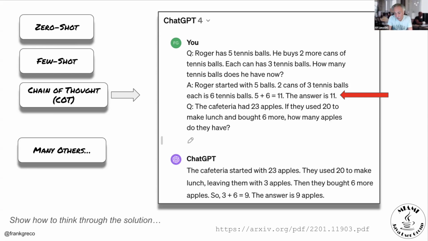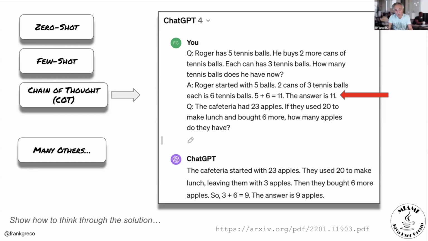And interestingly enough, chain of thought in language models was another patent from Google. And actually even chatbots are patented by Google. That's just an interesting aside.